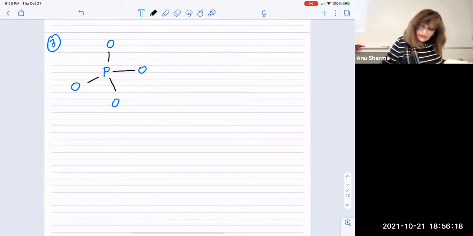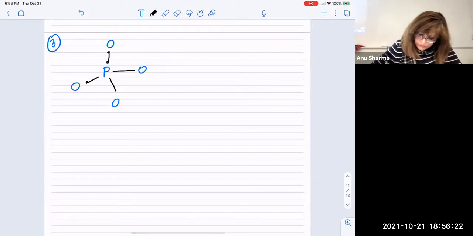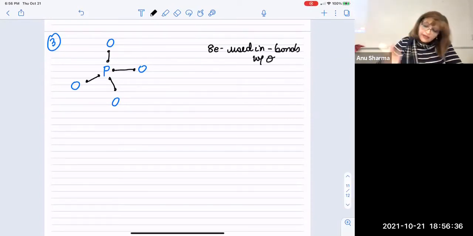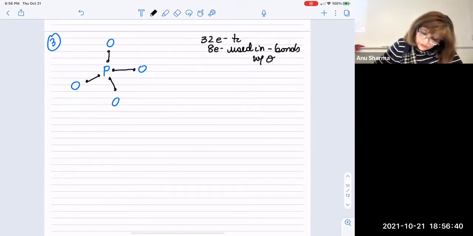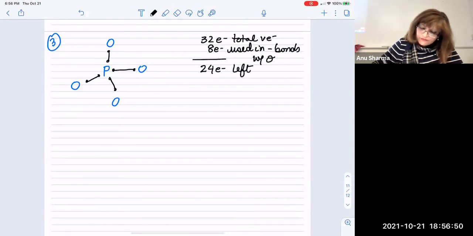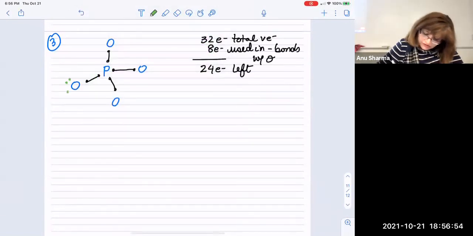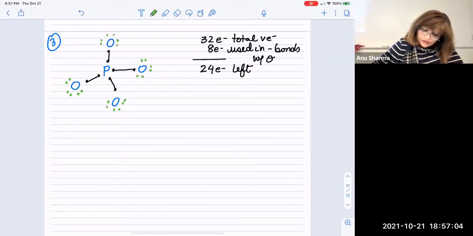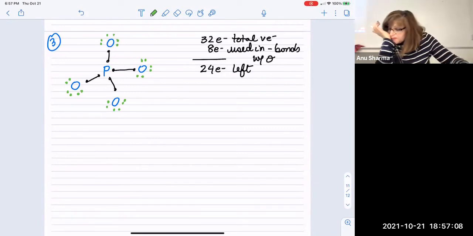Okay, next you connect them with single bonds. Now, single bonds means you used 1, 2, 3, 4, 5, 6, 7, 8 electrons. So 8 electrons used in single bonds with oxygen. You had 32 electrons total, so 32 minus 8 is 24 electrons left. Those 24 electrons are now placed on the oxygens outside. 1, 2, 3, up to 24. So all 24 electrons have been used up, right?